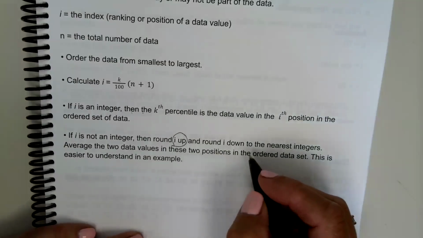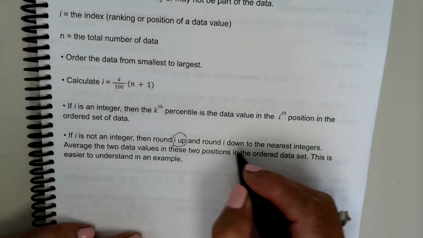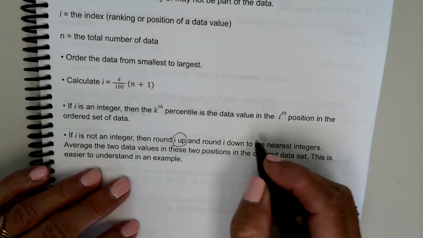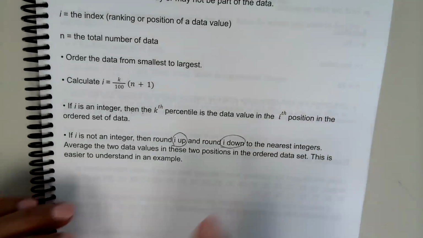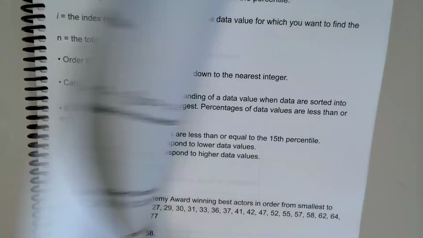Round i up and round down to the nearest integers. Average the two data values in those two positions in the ordered data set. So let's look at an example.